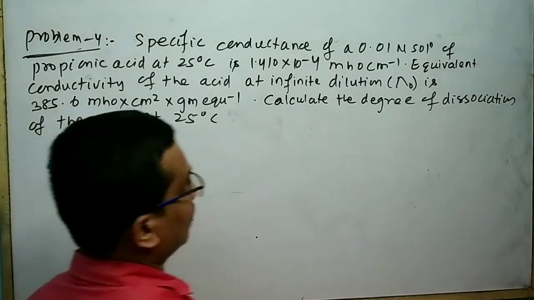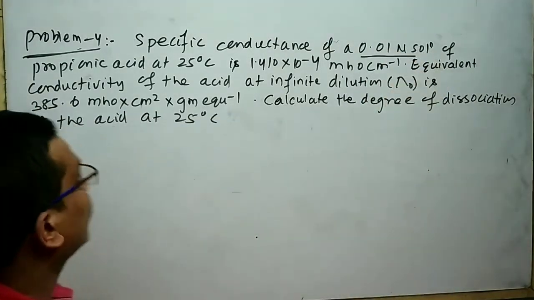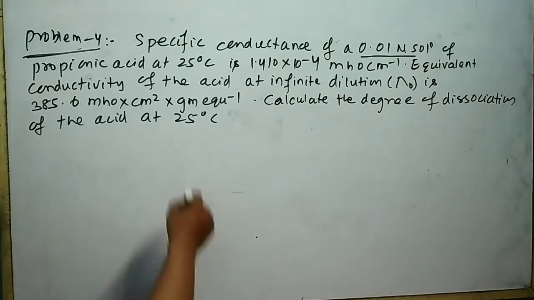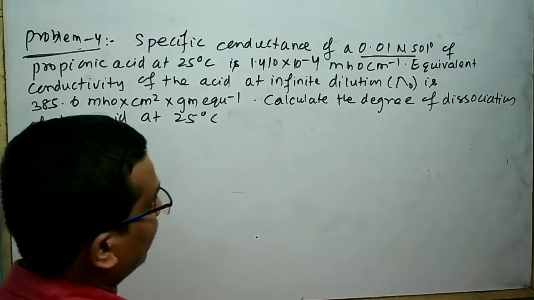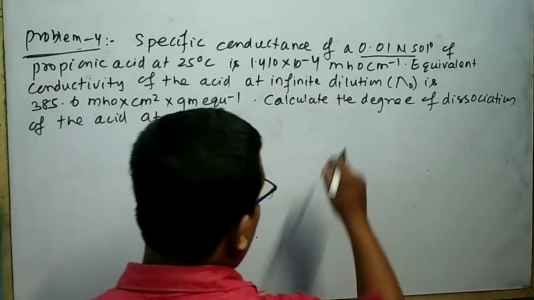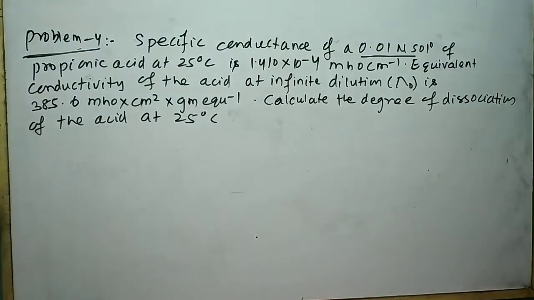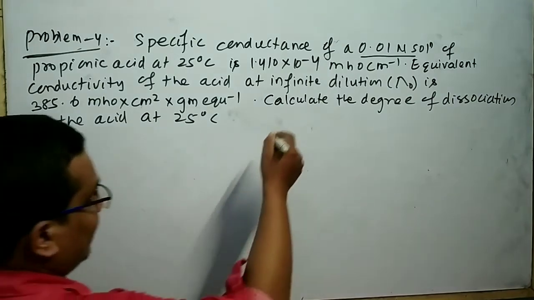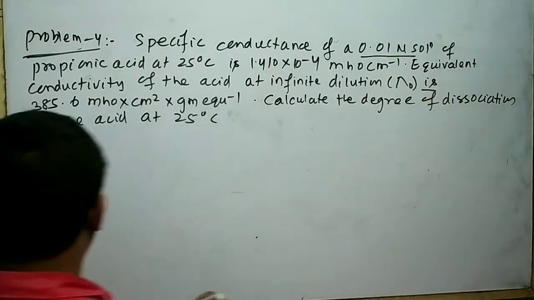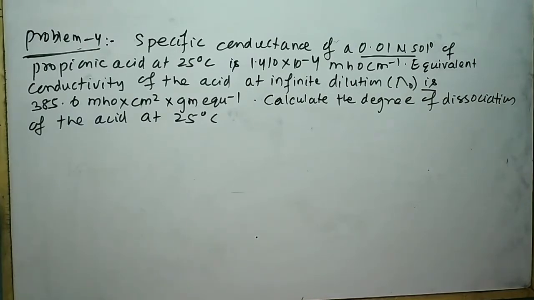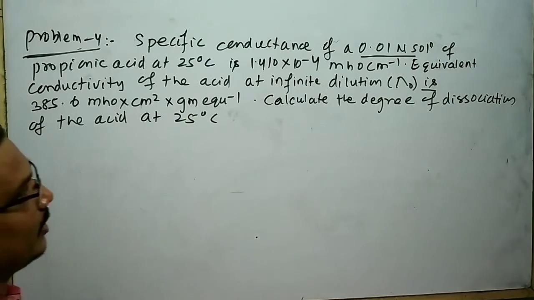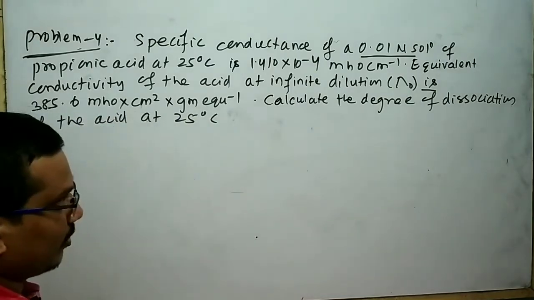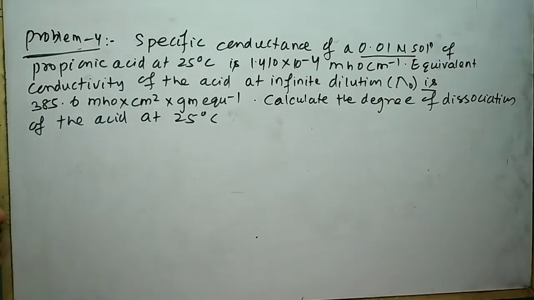Specific conductance of a 0.01 N solution of propionic acid at 25 degree centigrade is 1.410 into 10 to the minus 4 mho into centimeter inverse. Equivalent conductivity of the acid at infinite dilution is 385.6 mho into cm square into gram equivalent inverse. Calculate the degree of dissociation of the acid at 25 degree centigrade.